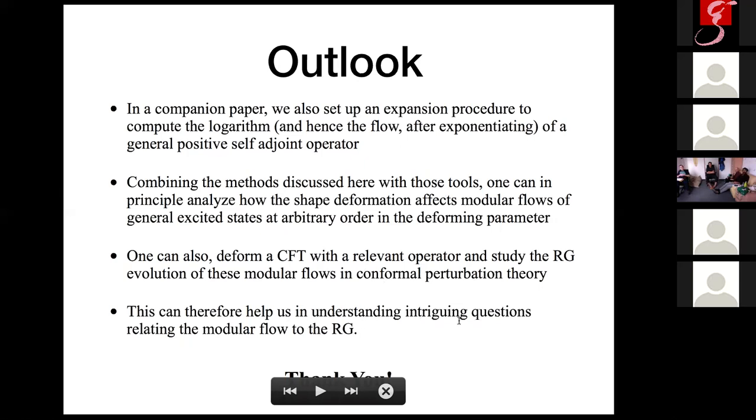I can try to answer some questions related to the modular flow and the RG. But there are certain technical difficulties in setting up this procedure, and I'm trying to deal with them right now. This is what I'm working on, and I think I should stop here.